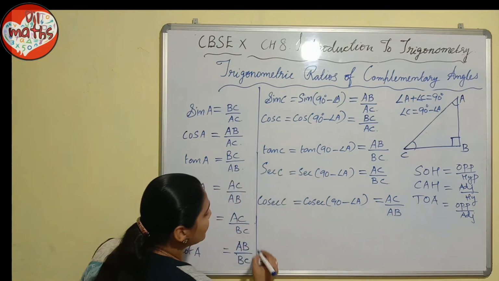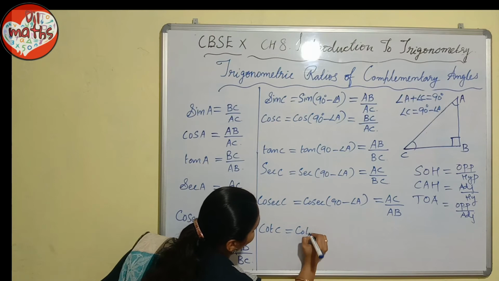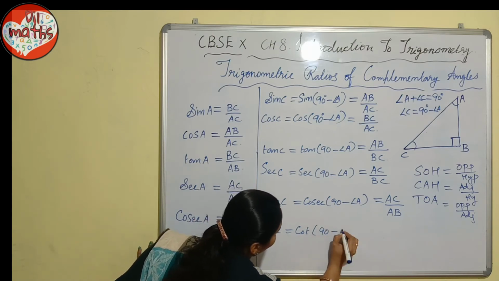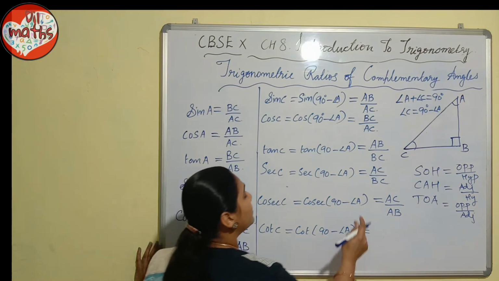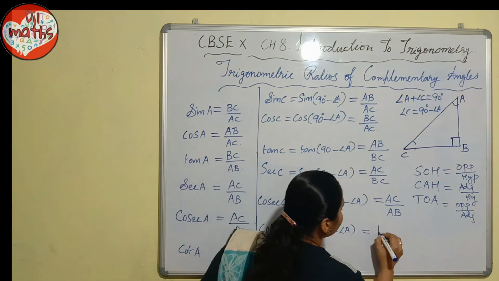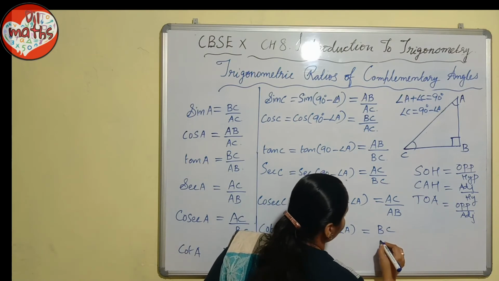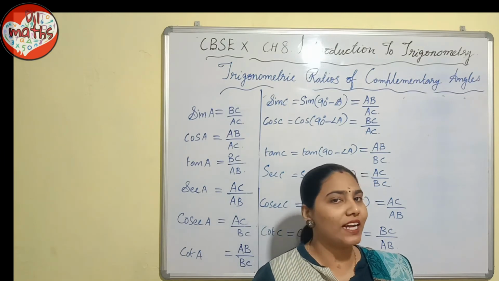Now the last one is cot C. Cot C is equal to cot of 90 minus angle A. That's equal to what you will get? Reciprocal of tan C, that's equal to BC divided by AB. Now we are going to find out the relation between these two complementary angles.